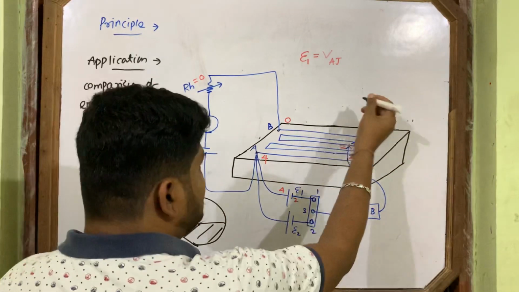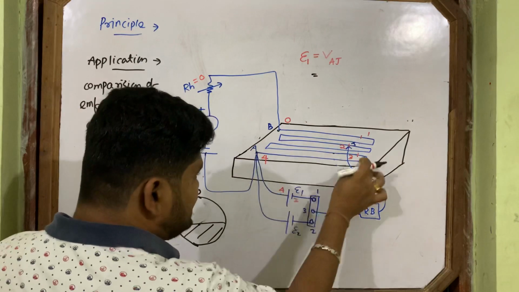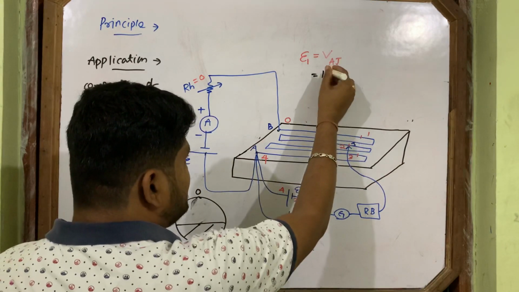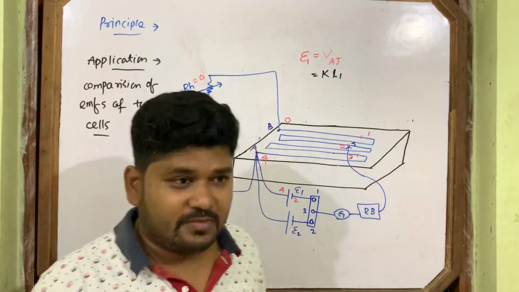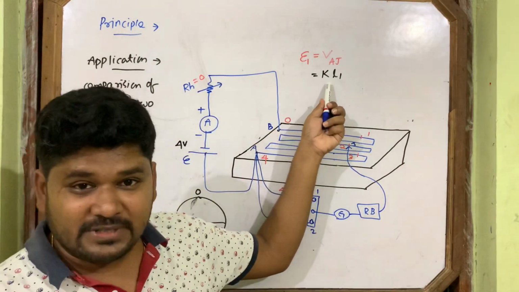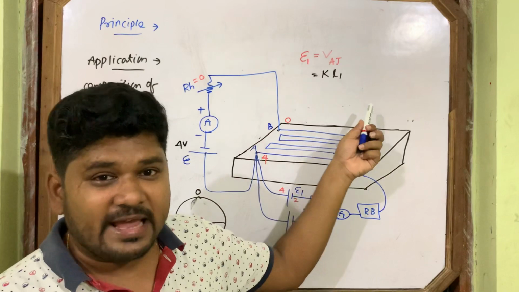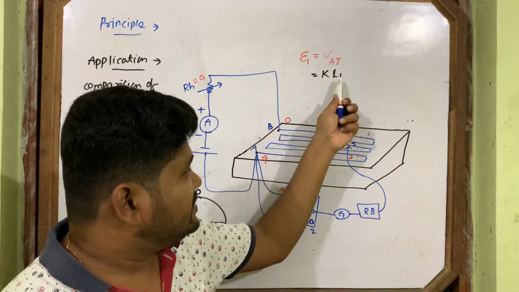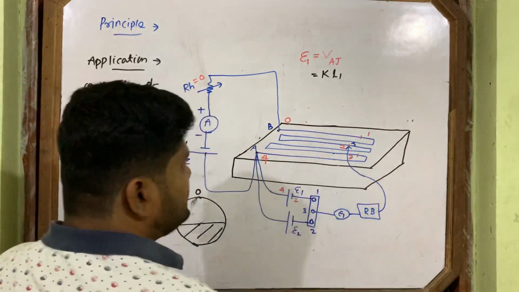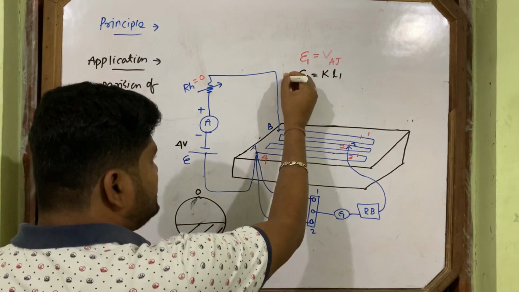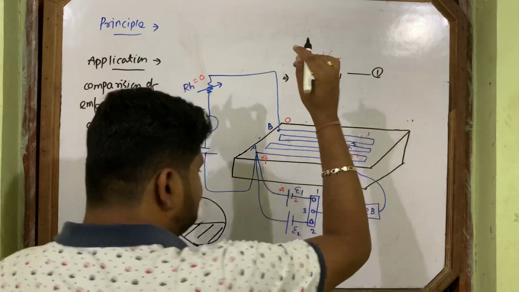But I am taking AJ as L, suppose. Then if AJ is L1, then in place of VAJ can I write K alone? I am thinking from where I got it. This is the principle. V is equal to KL. So V is equal to KL I just wrote. So this is L1. AJ is L1. So E1 is equal to KL1. This is equation number 1.